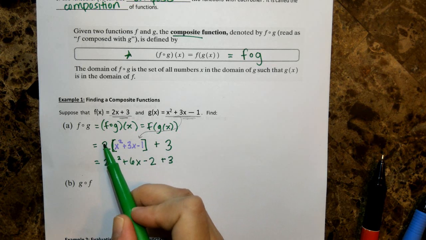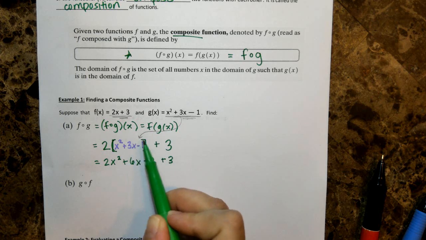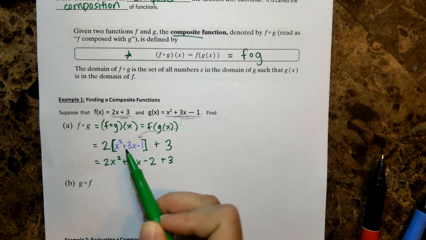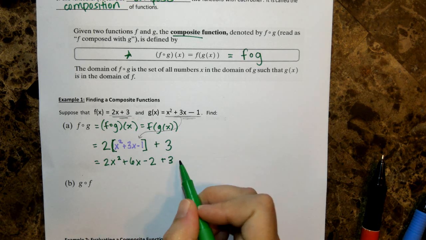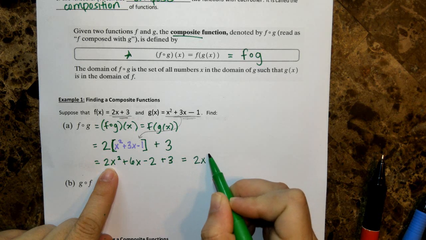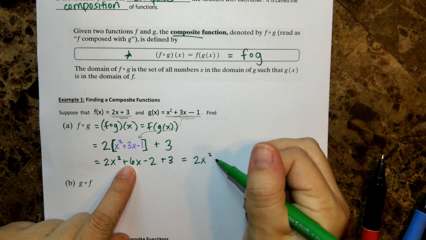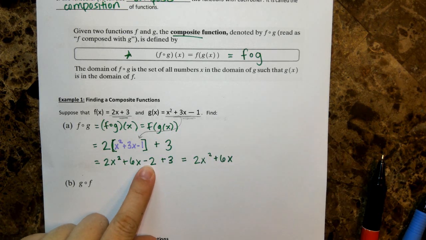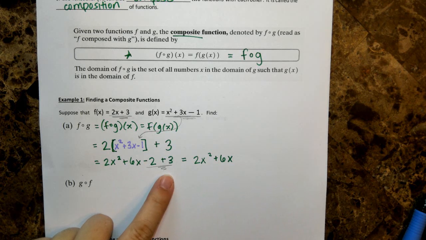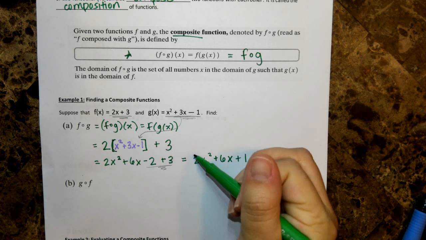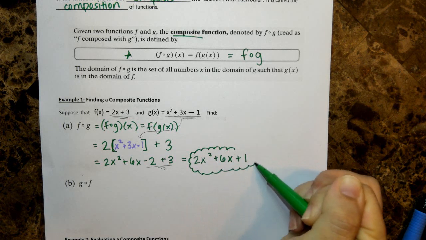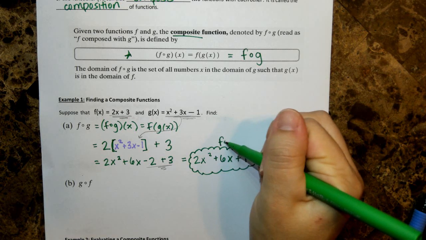A lot of people try to multiply 2 times 3. The 3 is not in parentheses or brackets, so you don't multiply 2 by it. You just multiply 2 by whatever's in the brackets or parentheses. And then we go ahead and combine our like terms. We have 2x squared, no other like terms, plus 6x. And then we have a minus 2 and a plus 3. Those are like terms. I can combine those two. Negative 2 plus 3 is a positive 1. And there is our final answer. This is f of g.